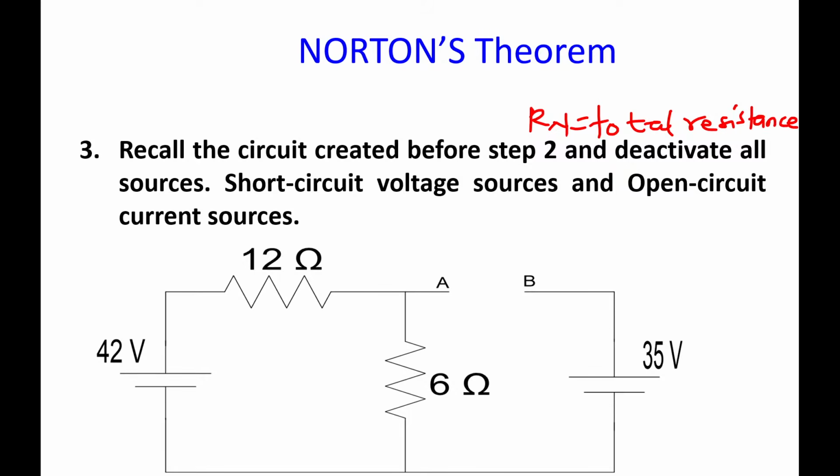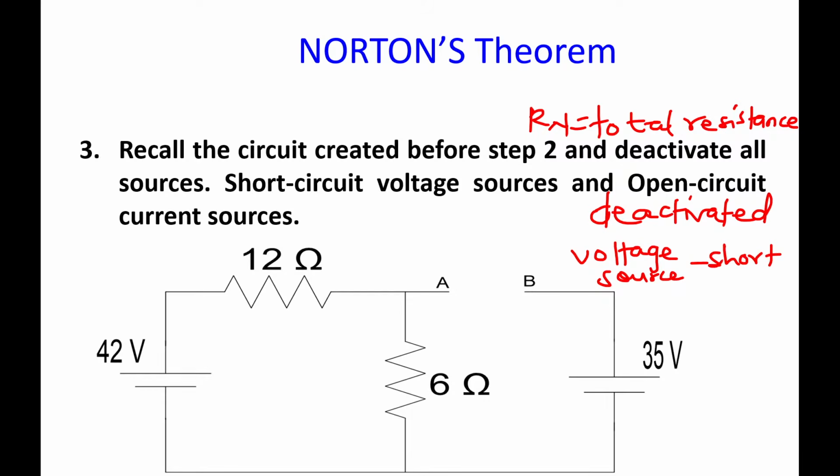Total resistance when all sources have been deactivated. Now, this is very important. Before you find your Rn, always make sure your sources are deactivated. If it's a voltage source, what we do is we short circuit it. And if it is a current source, what we do is we open circuit it.